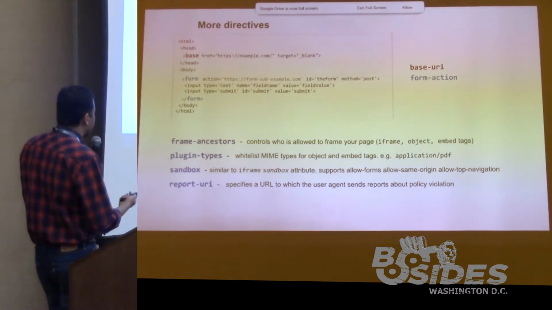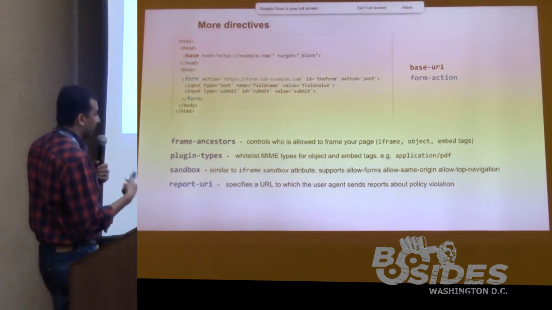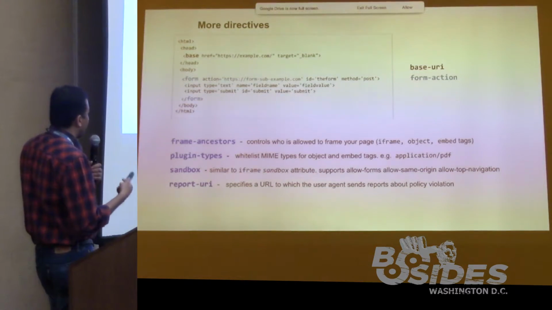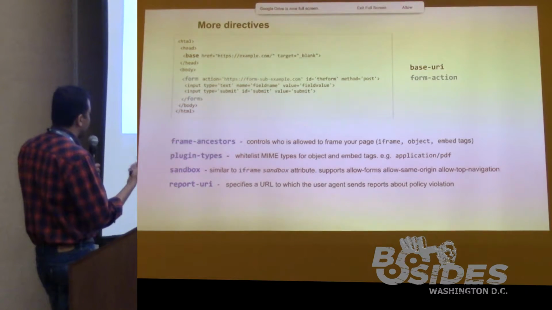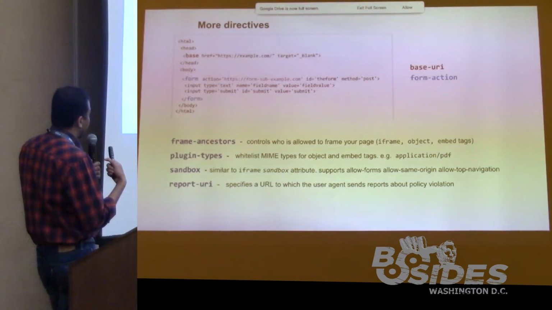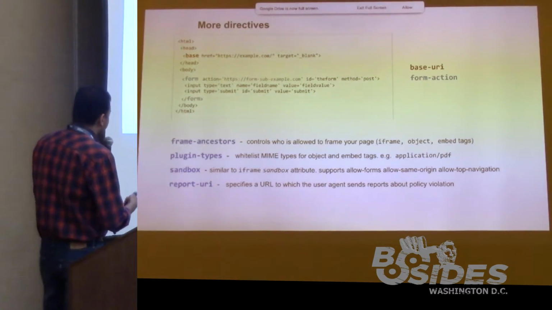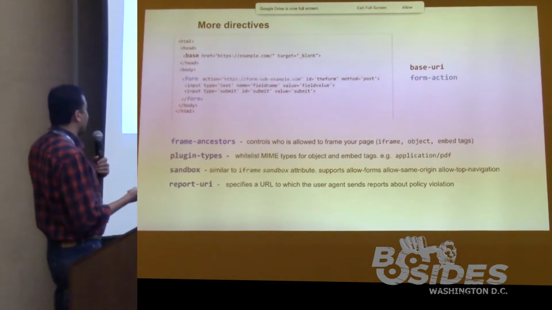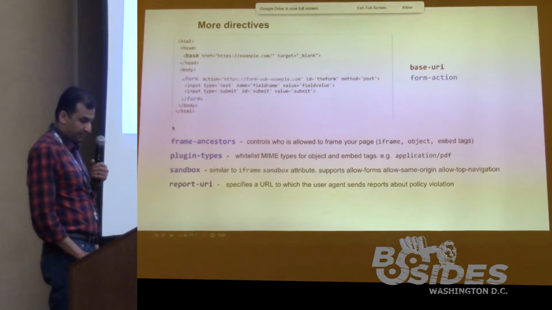Sandbox attribute is very similar to an iframe sandbox attribute, to put some restriction on what you can run on your iframe by creating a unique same origin and restricting JavaScript, restricting form submission, things like that. Report URI specifies the URI to which user agents send reports about policy violations.